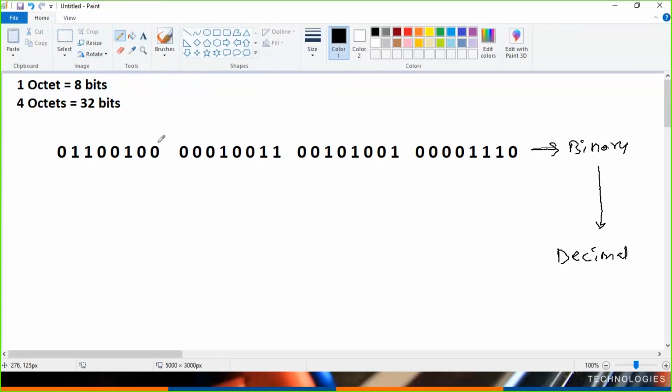The next point: which is the first octet, which is the second octet, which is the third octet? Every octet is separated by a dot, because we need to differentiate them. Even generally, if you see website names, tell me any website name.